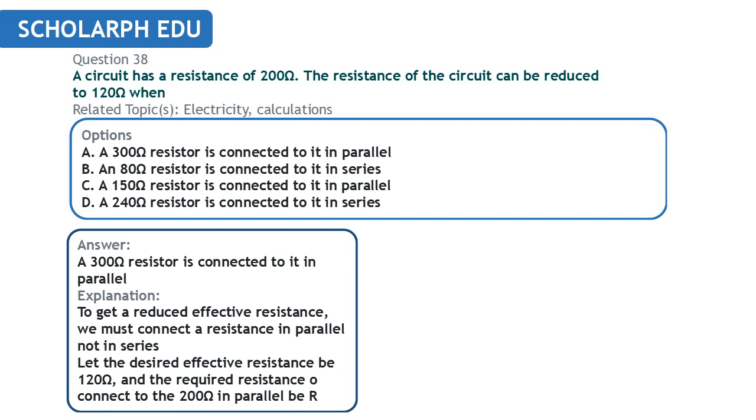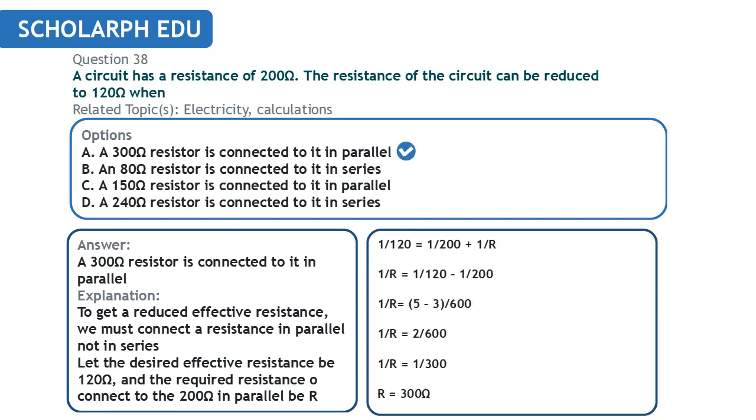All right, now what we want to achieve here is that we want the effective resistance to be 120 ohm. Now if you have two resistors that are connected in parallel, let's say the resistors are R1 and R2, and you represent the effective resistance as, let's say, RE, then you are going to have 1 over RE is equal to 1 over R1 plus 1 over R2.